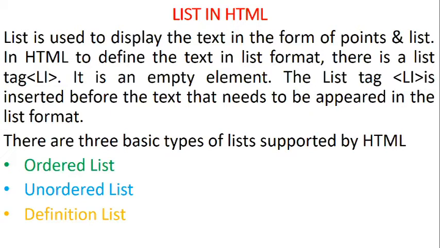In HTML, there are three types of lists: the ordered list, unordered list, and the definition list. Ordered list and unordered list are the same as the numbered list and bulleted list in MS Word. Definition list is something different from these two lists. So we will discuss these three types of lists in this session.